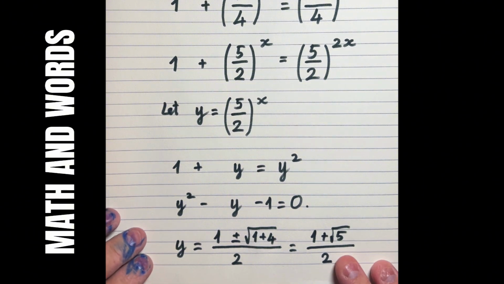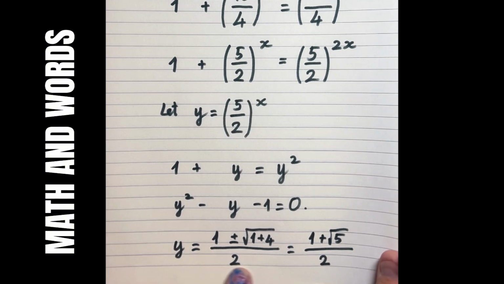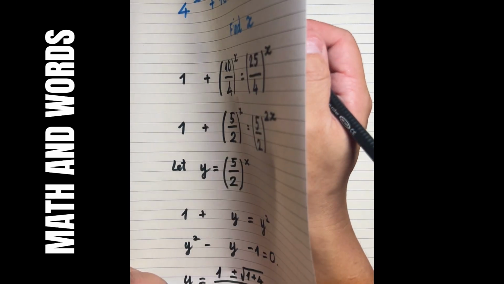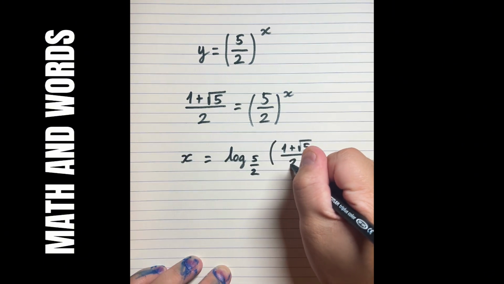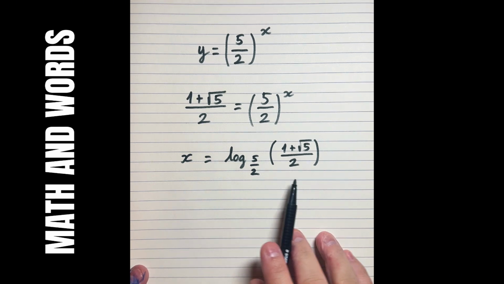And then I sub y back into this equation. Now I sub y equal to (1 plus square root of 5) over 2 into these equations here. Now to find x, I just log both sides. So this is the exact value of x.